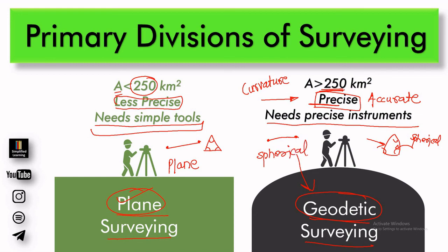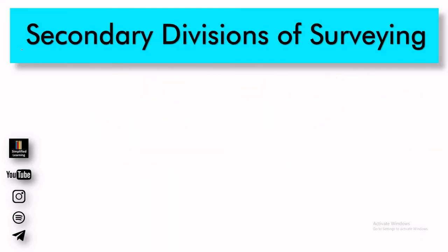So these were the points of differentiation between plane survey and geodetic survey, and this is the primary division of survey: plane survey and geodetic survey. Not considering curvature is plane survey, while in geodetic survey we are considering the curvature of the earth. In the next lecture we are going to see how the secondary division of survey works. So that was all regarding the primary division, or primary classification, of survey.